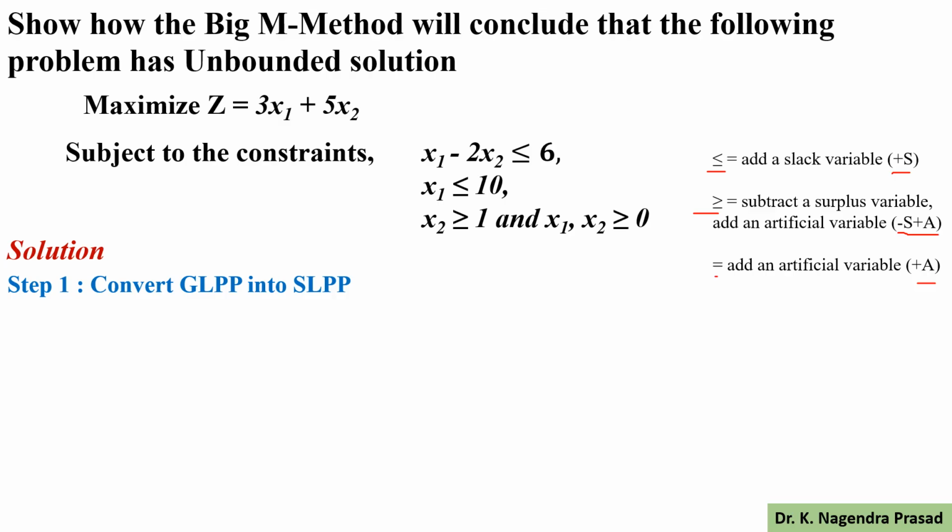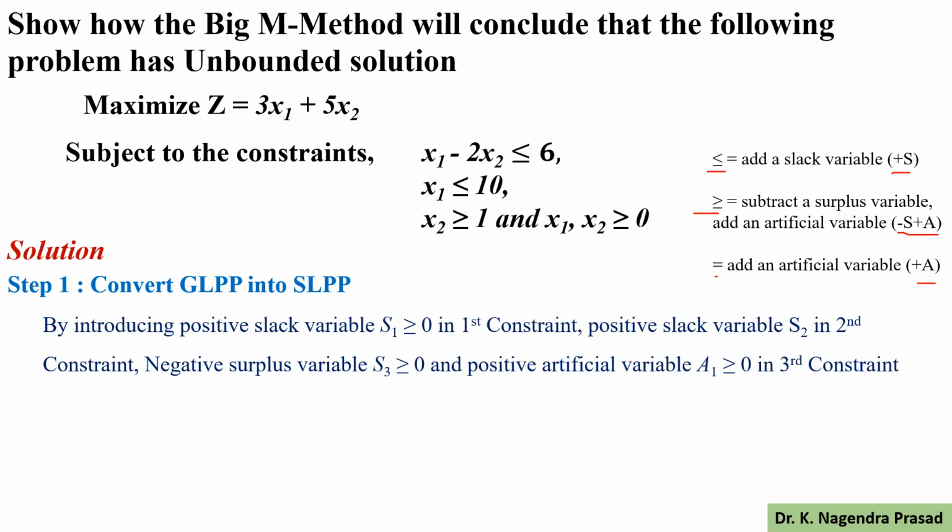In the given constraints, the first constraint has the less than or equal to symbol, so we introduce the positive slack variable plus s1 in the first constraint. The second constraint also has the less than or equal to symbol, so we introduce the positive slack variable s2 in the second constraint. The third constraint has the greater than or equal to inequality symbol, so we introduce the negative surplus variable and positive artificial variable, that is minus s3 plus a1, in the third constraint.